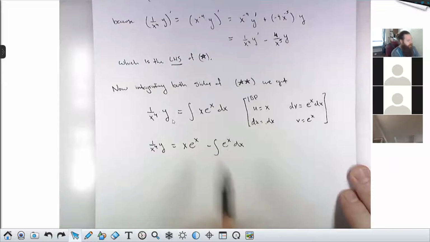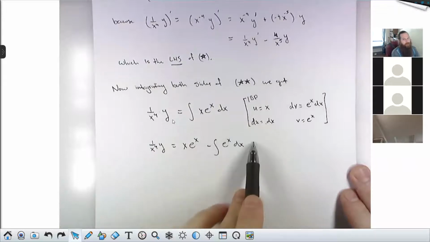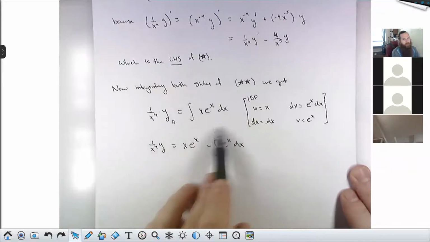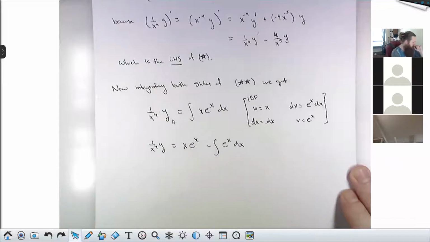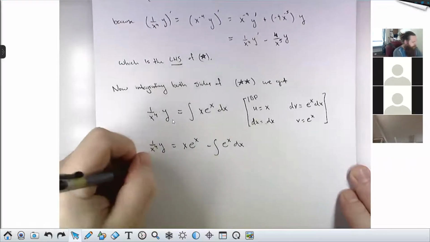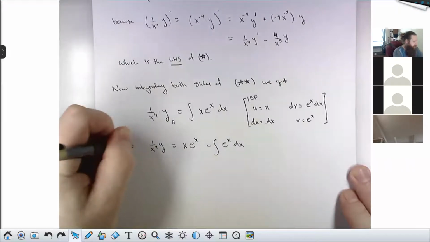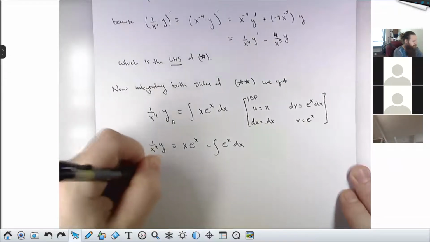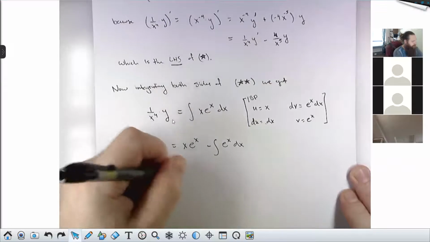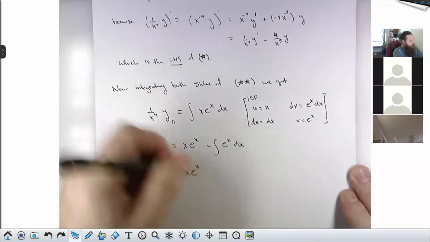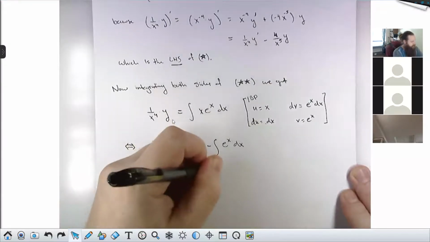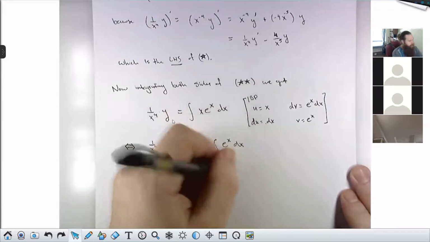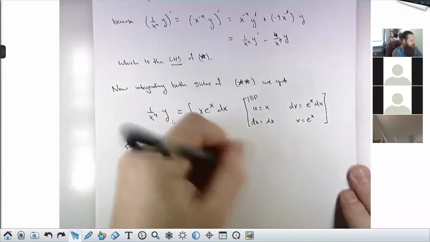And here I will go ahead and write a plus c, right? At this step, this last integral, we do go ahead and write our plus c here. So we got 1 over x to the 4 times y is equal to x e to the x minus e to the x. And you could write a plus c or a minus c.